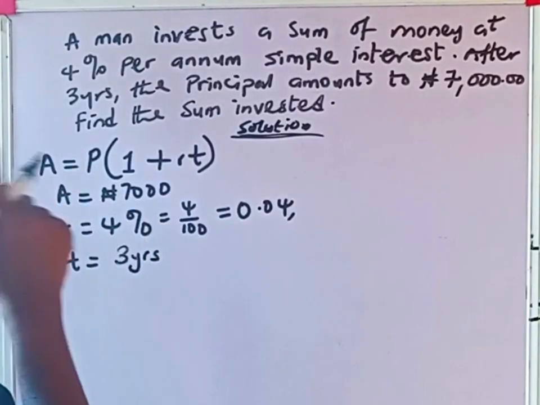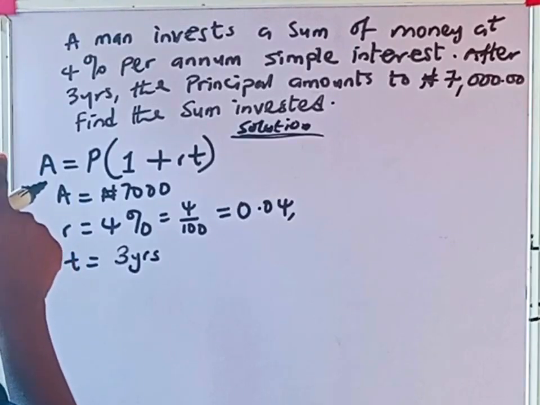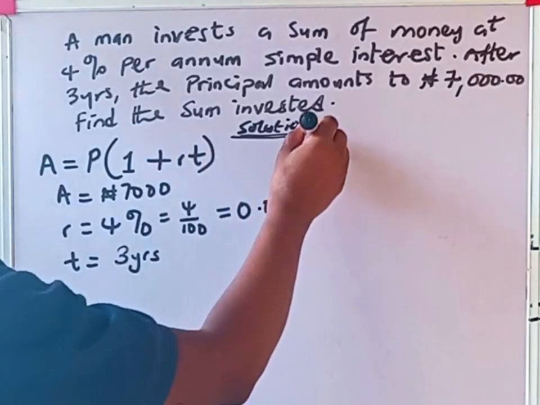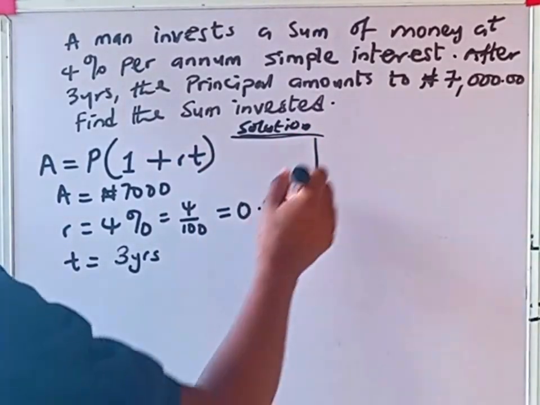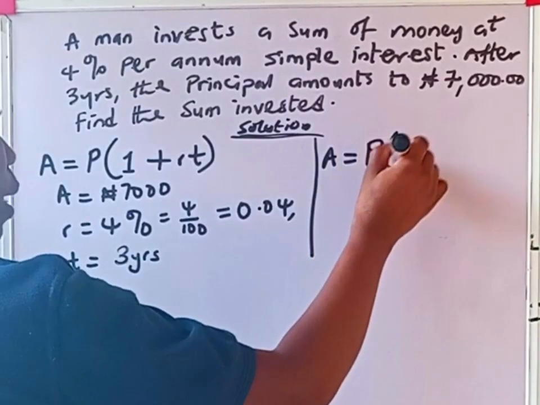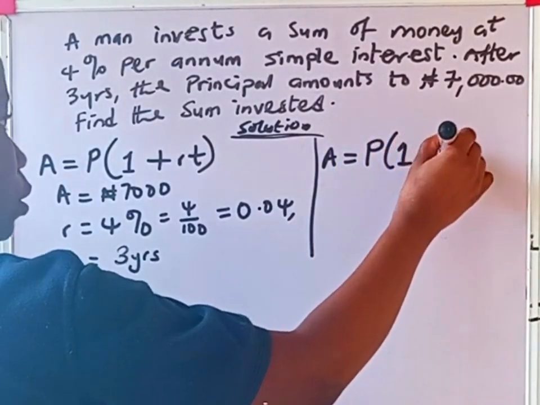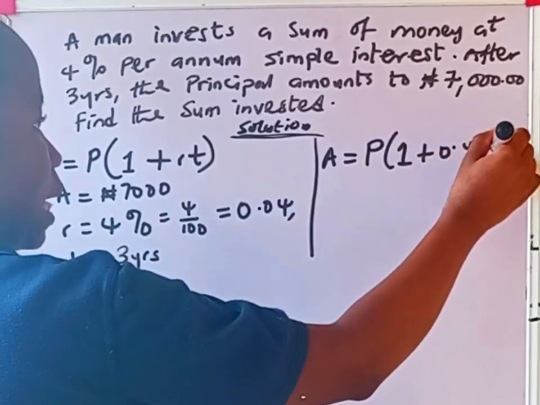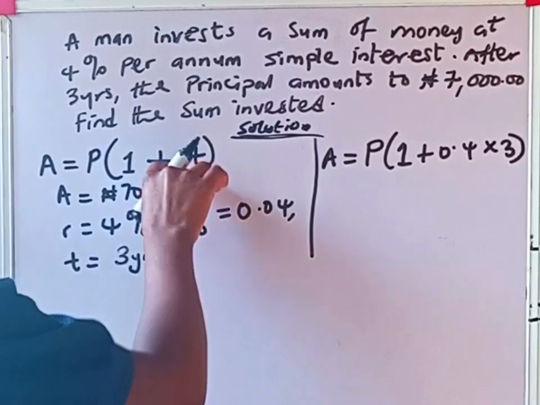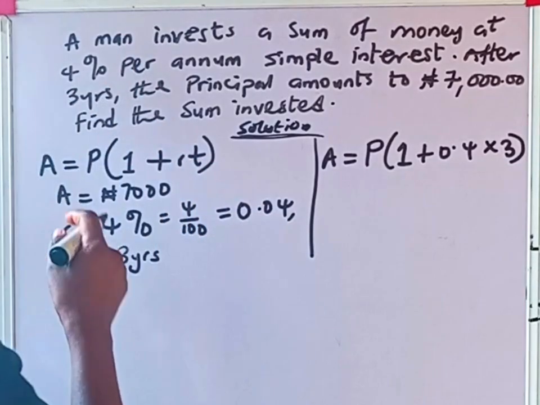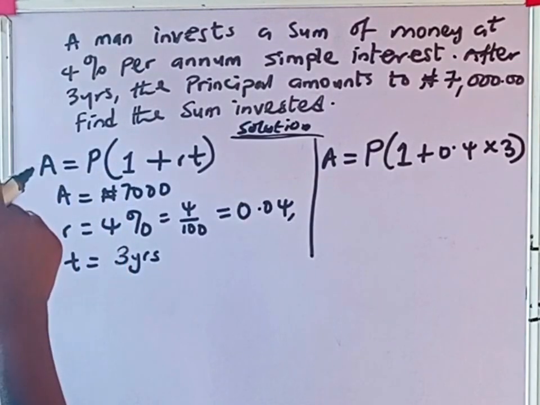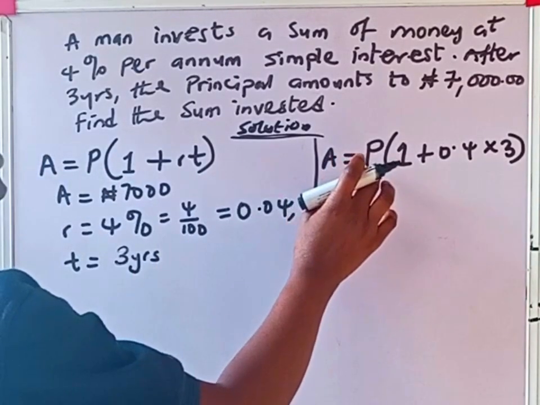Now see how we are going to make principal the subject of formula so that we can solve for it. We're going to have A, amount, equals P bracket 1 plus 0.04 times 3. In mathematics, when two letters are together like this, there's a multiplication sign in between them. RT means R times T. Now, we are going to make this the subject of formula.